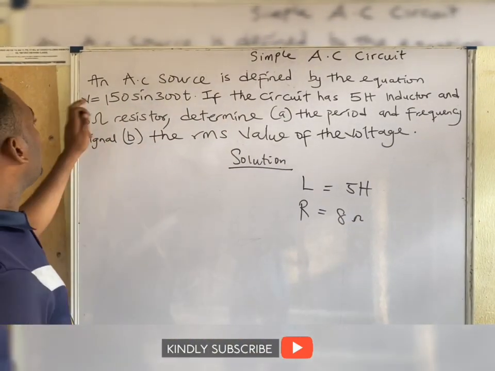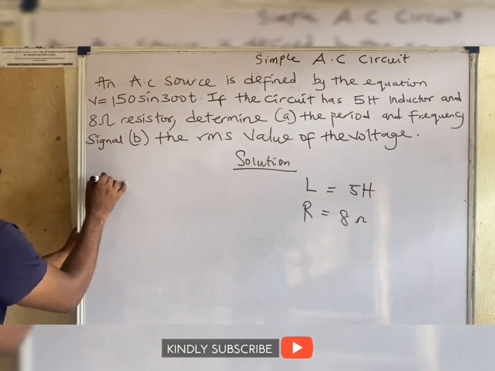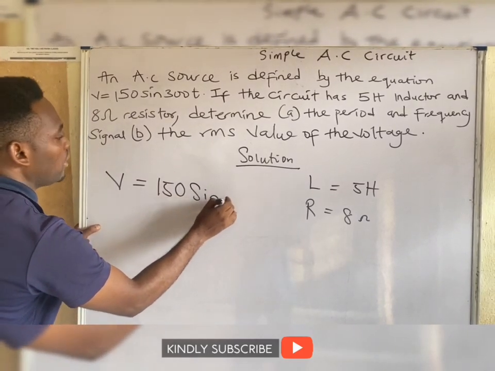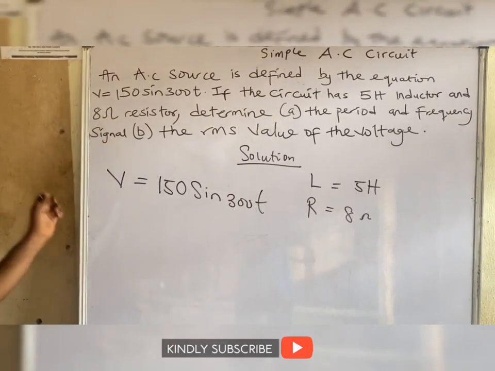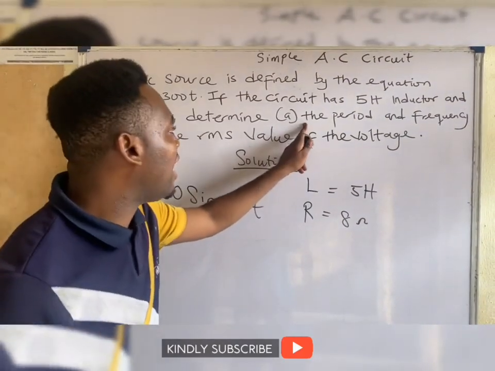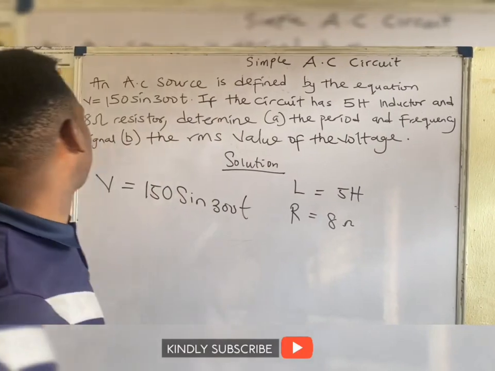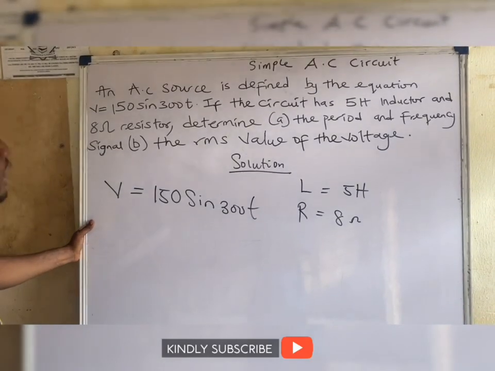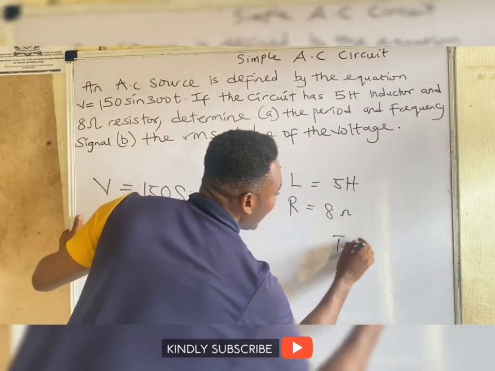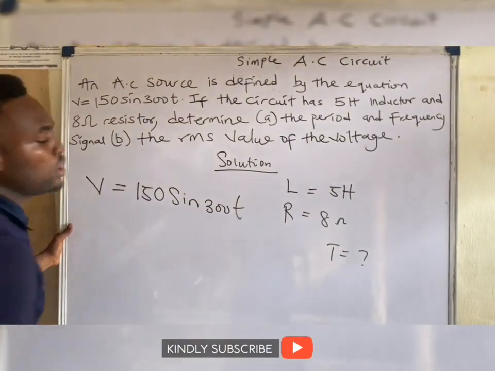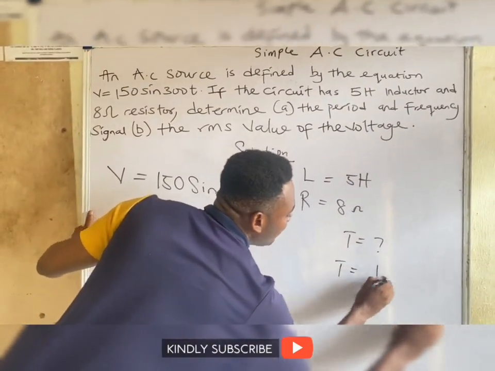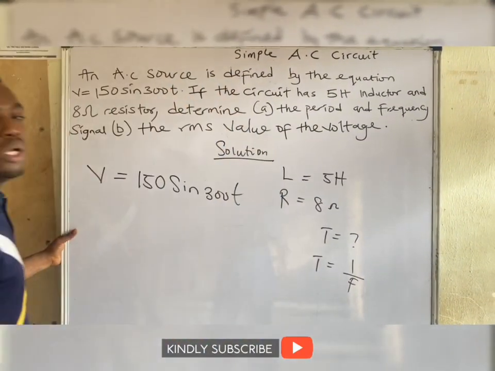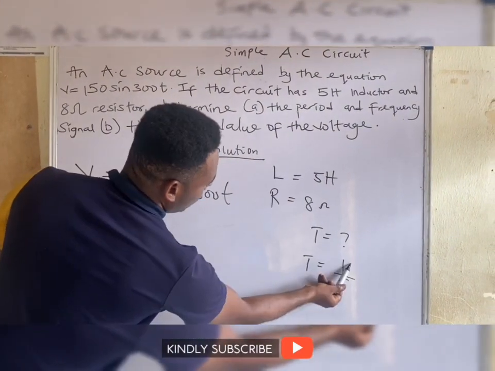Then again, look at the equation. I was given V equals 150 sine 300t. And what did they say I should find? Question A says, find the period and frequency of the signal. Period is T, and I don't know it. But what is the formula for period? Period is 1 over F. Meaning that I will need to calculate frequency before period, because period is 1 over frequency.